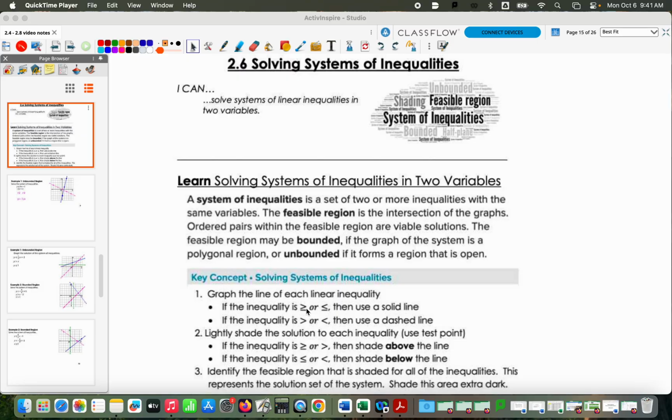Remember some little details like if it's equal to, it's a solid line. If there's no equal to, then it's a dashed line. You're going to lightly shade the solution for each inequality, but where they overlap, make sure you shade that one extra dark. We could always use a test point, but if it's greater than or equal to, you shade above the line. If it's less than or equal to, or less than, you shade below the line.